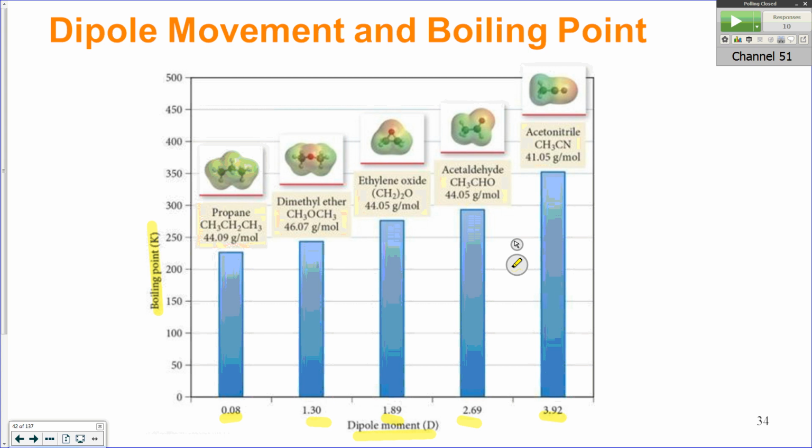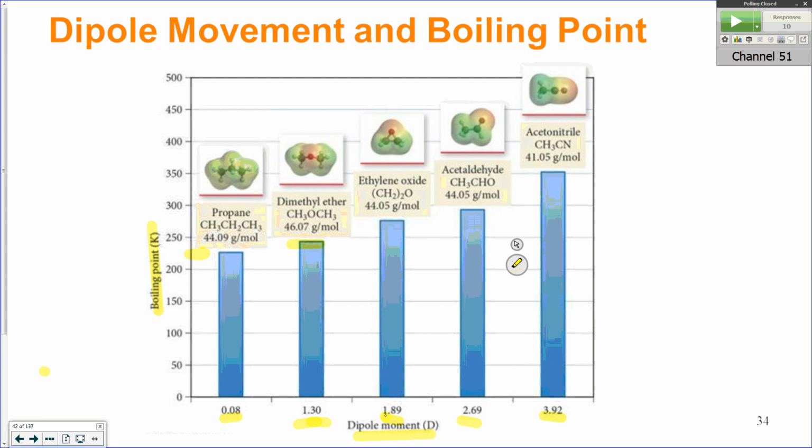The compound that has the lowest dipole moment, which is propane, the nonpolar compound, has a boiling point of around 225 Kelvin. If we start to introduce a small dipole in it, dimethyl ether, it jumps up 20 or 30 degrees, not a huge jump.